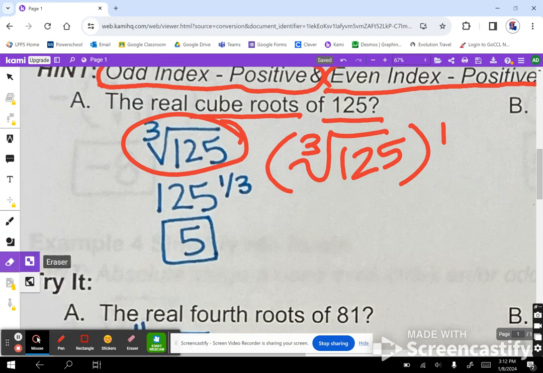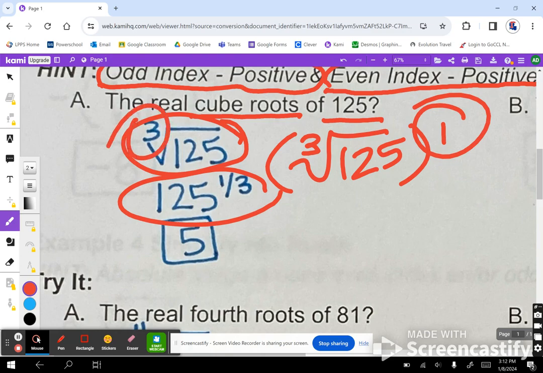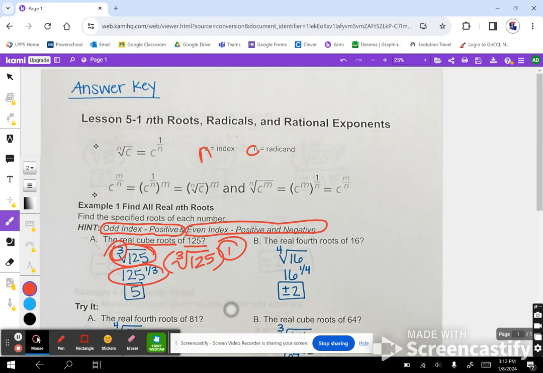Now, how would I write that as an exponent? Well, to write as an exponent, that's like here. 125, your radicand, raised to the exponent of 1 over 3, because there is an understood 1 exponent out here with a 3 index. Your index is always your denominator. That comes from right here. If you look at this section, this is the form where our N is 3, our C is 125, our M is 1. We're going to write it as C, our C is 125, raised to the M, where M is 1, over N, where N is 3.